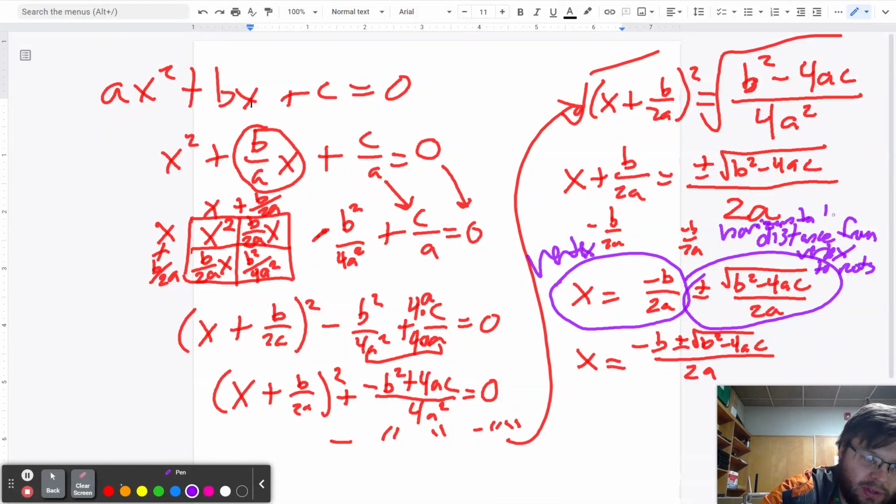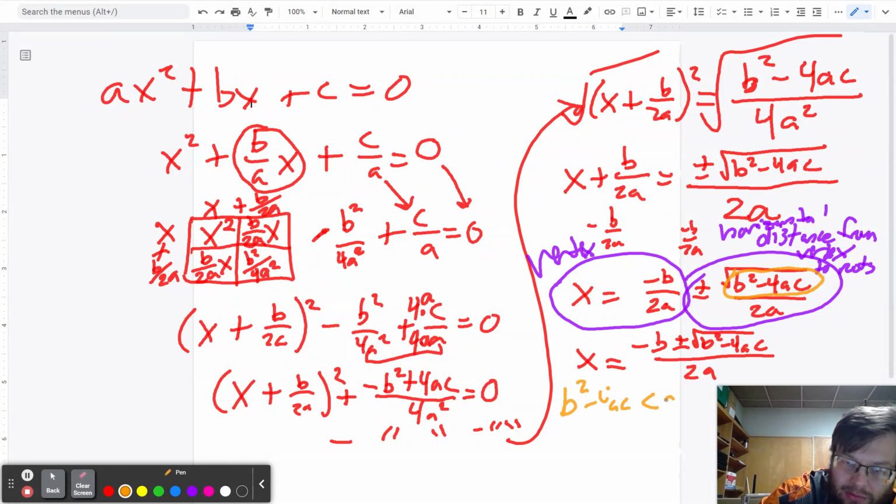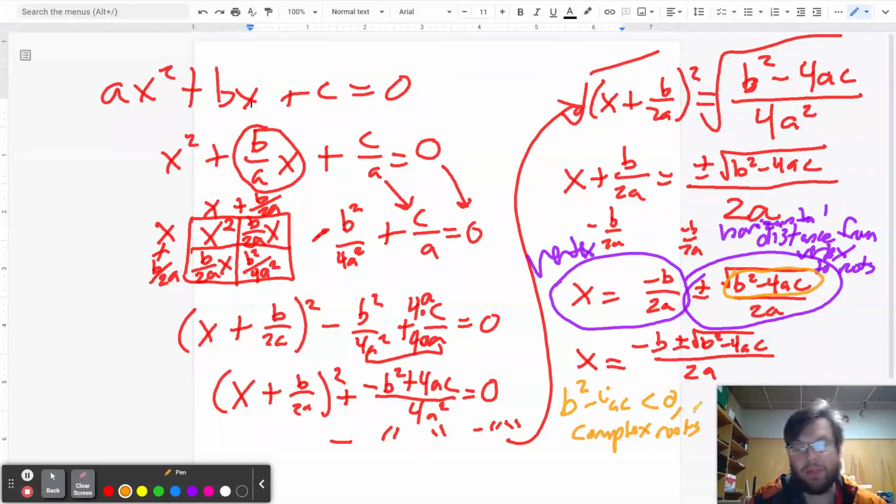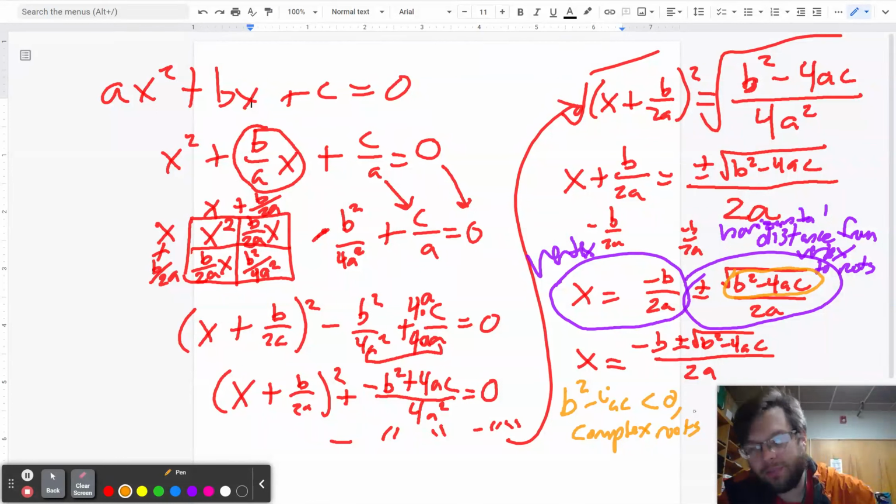Also, if you look at the b squared minus 4ac, this tells us what types of roots we have. If b squared minus 4ac is negative, then we're going to have complex roots because we're taking the square root of a negative. If it's positive, we're going to have real roots. If it's 0, we're going to have one root, and it's going to be real because the square root of 0 is real. The square root of 0 is 0.